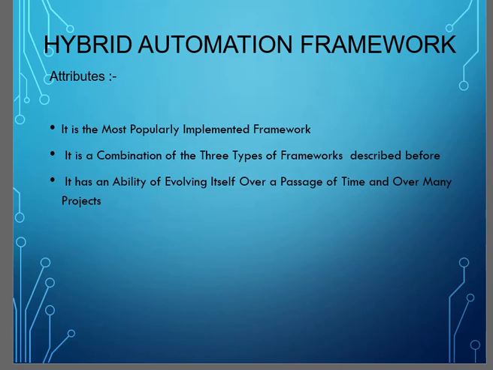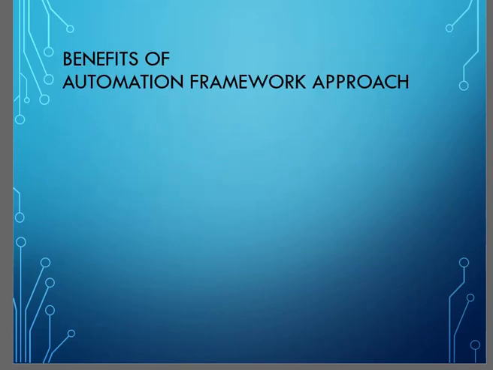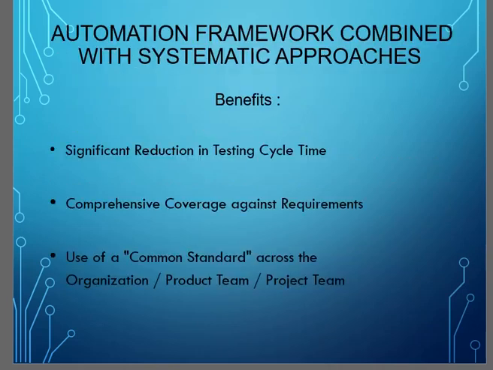So these are the 4 types that we have discussed. Now let's move to the benefits of the automation framework approaches. It really reduces the testing cycle time. If your automation is well designed and developed, you don't need to wait for a single script to execute. You can execute in parallel, on multiple tabs, multiple browsers. So that is also one of the advantages of the framework.